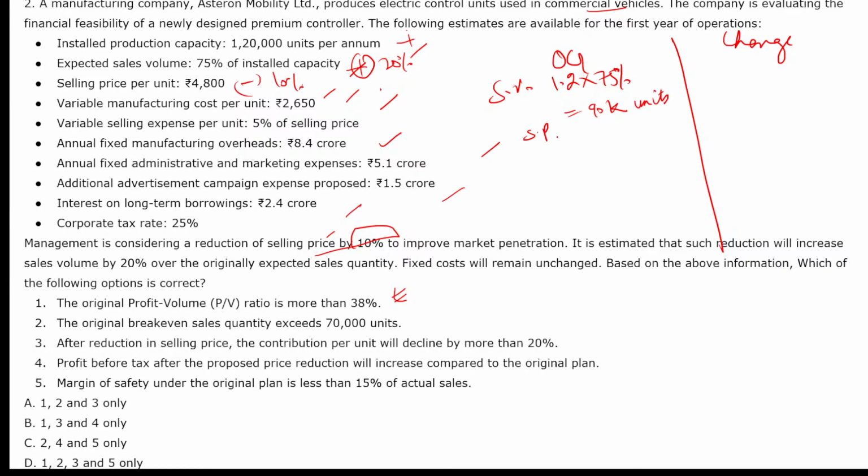What is your sales price? It is 4,800. What is your variable cost? Manufacturing and selling, both the things we will take. 2,650 is your manufacturing cost, and variable selling price will be 5% of 4,800, which is 240, right? So total will be 2,650 plus 240, which is 2,890. So contribution will be 1,910.